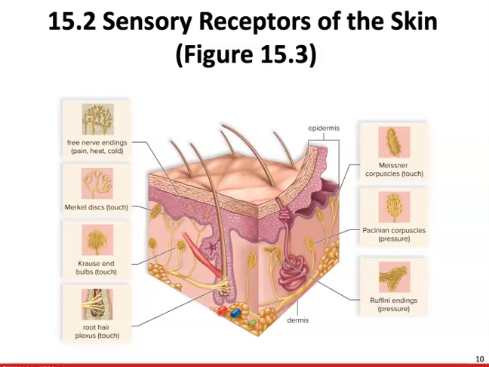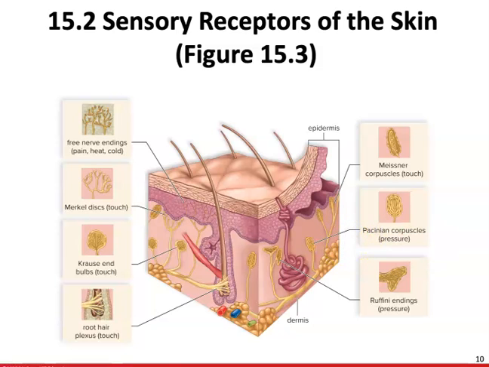Ruffini corpuscles are encapsulated nerve endings. They respond to continuous pressure. They let us know, hey, this is still there. They just notify us of ongoing pressure. So those are our mechanoreceptors.